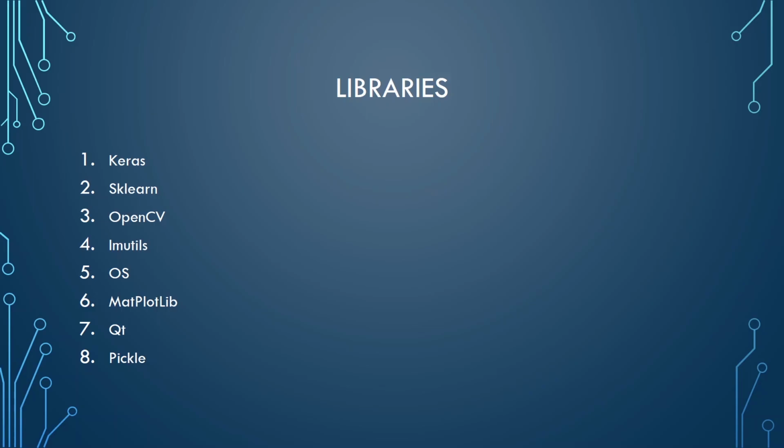OS is like a file API. We can say all the file processes. We are gonna use OS. And Matplotlib is a library to sketch graphs in general. We are gonna talk about it in the code too. The Qt library is to make a user interface. And lastly, pickle. We are gonna use pickle to write objects in a file.